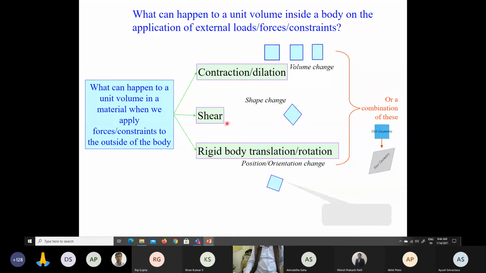Okay, if the body is in equilibrium, then the two things that can happen is either change in volume or change in shape. And there may be very complex situations where a combination of these things can happen. Okay. So you have an old geometry and you can have a new geometry after deformation.